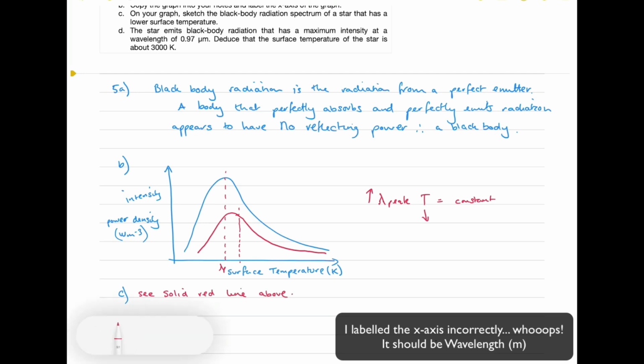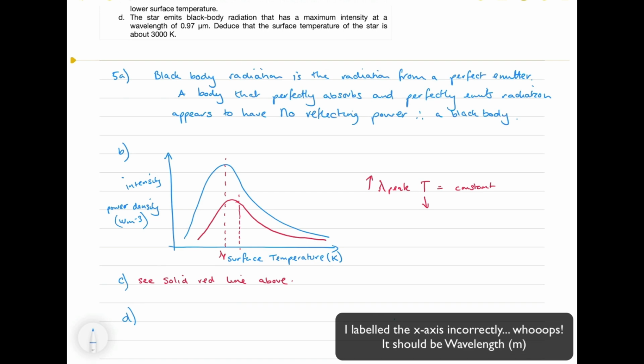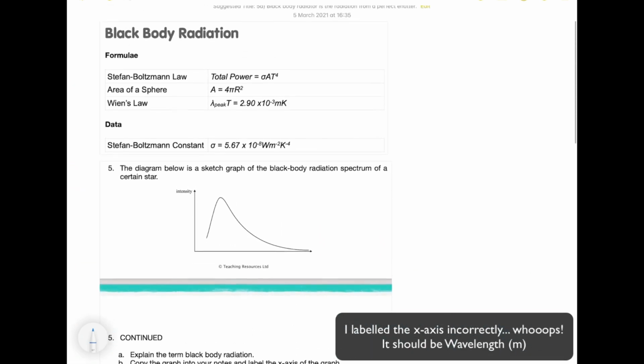And finally, D. The star emits black body radiation that has a maximum intensity at a wavelength of 0.97 nanometers, so lambda peak is equal to 0.97 times 10 to the minus 6 meters. Deduce that the surface temperature of the star is about 3000 Kelvin. Okay, lambda peak times surface temperature equals 2.9 times 10 to the minus 3. You can see that from the equation above.